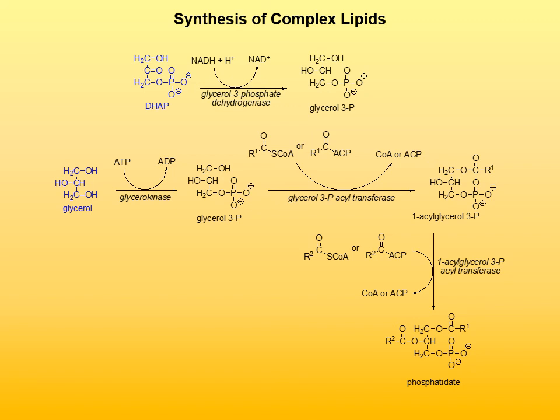In the next step, which is catalyzed by a different acyl transferase, an ester group on carbon 2 is introduced, and that's usually an unsaturated fatty acid such as oleic acid. It could also be linoleic or arachidonic acid. Acyl transferases are not specific for a particular chain length, but are specific for carbon 1 or carbon 2 of glycerol 3-phosphate. And so this yields a molecule of phosphatidate.